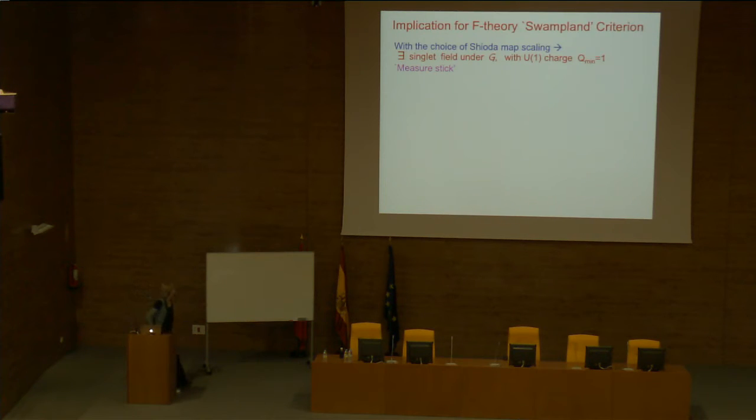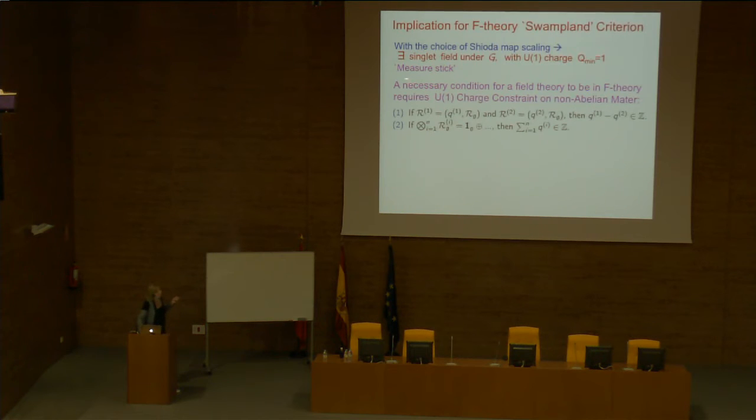So, actually, these global symmetry constraints have implications for the swampland criterion, which we formulated with a certain assumption that there exists in the construction a matter singlet under non-abelian gauge symmetry that has the U1 charge that we can associate with a minimum charge 1. This basically defines the freedom in the overall scaling in the Shioda map. Okay? And we would use the singlets as measuring sticks to determine our charge quantization.